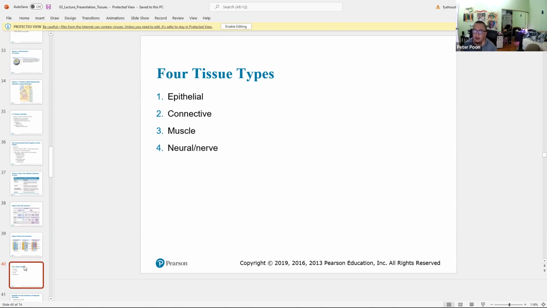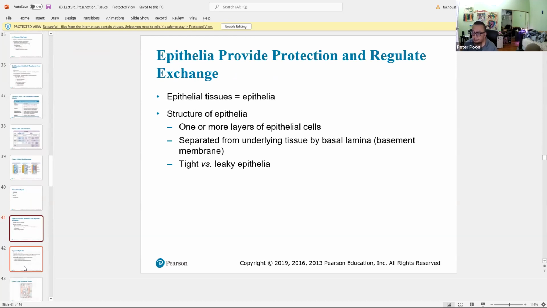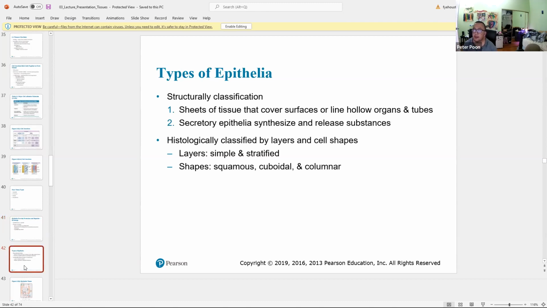All right. The four tissue types: epithelial, connective, muscle, neural. So again, you should know what epithelium do. Epithelium provide protection and regulate exchange between tissues. Remember, epithelium is always going to be on the outside surface of anything. Anything facing the outside world will have epithelium on it. Therefore the epithelium is going to be the medium for providing protection and regulating exchange. So one of the most important criteria is how leaky the epithelium are, how much exchange the epithelium allows, and what type of exchange the epithelium allows.